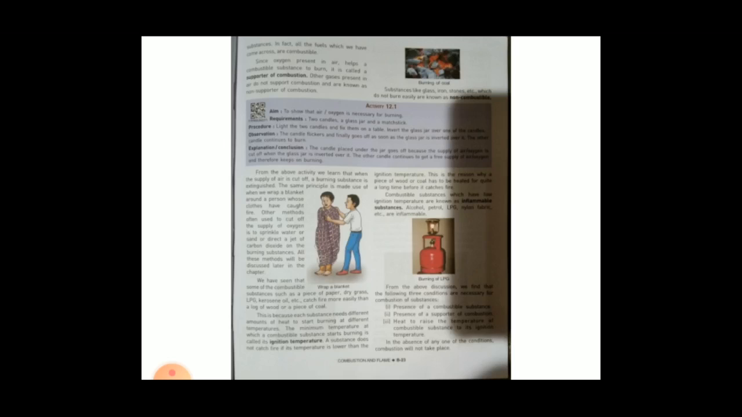From the above discussion, we find that the following three conditions are necessary for combustion of substances. First point, presence of a combustible substance. Second point, presence of a supporter of combustion. Supporter of combustion is air or oxygen. And third point, heat to raise the temperature of the combustible substance to its ignition temperature. Ignition temperature is necessary for combustion. In the absence of any one of the conditions, combustion will not take place.